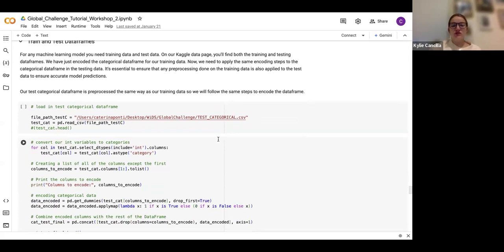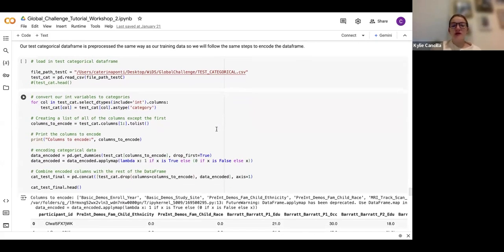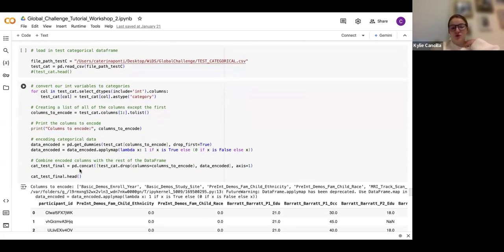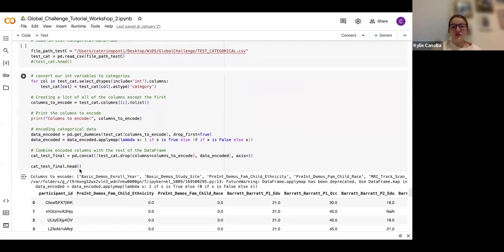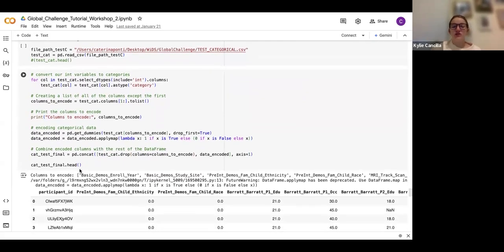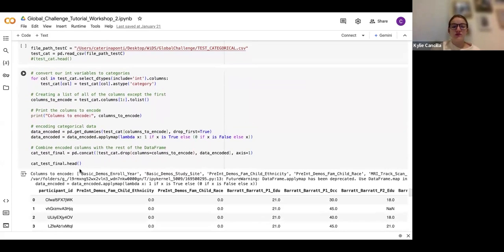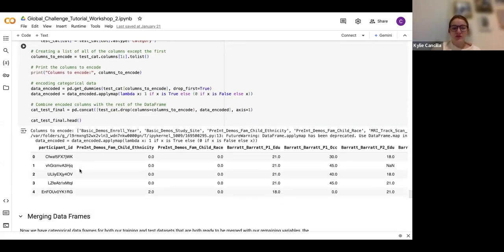It's essential to ensure that any preprocessing done on the training data is also applied to the test data to ensure accurate model predictions. Our test categorical data frame is preprocessed the same way as our training data, with the numerical values assigned to the categories. So we will follow the same steps to encode the data frame. I put the code for the test data as well, but we will just convert those integers to categories, select the columns that we want to encode, use get dummies, and apply a map to execute one-hot encoding and combine back with the participant ID column, just as we did with the training data.